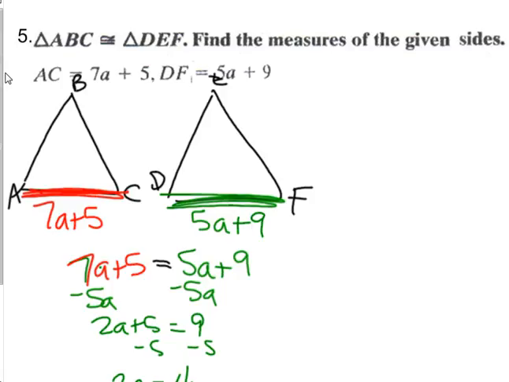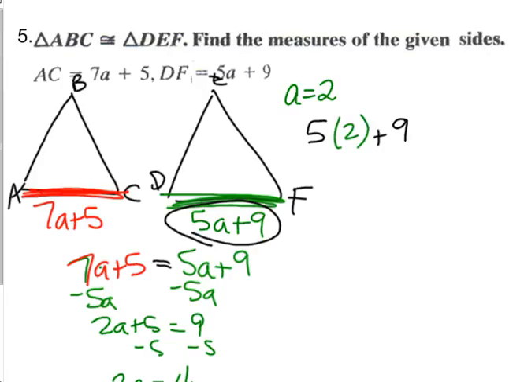So for the measures of given sides, we had A equals 2. We're not done. We have to plug it in. And it doesn't matter which one you plug it into. They're going to have the same number. So let's use this one. We're going to plug A in for that expression. 5 times 2 plus 9 equals 10 plus 9, which is 19.